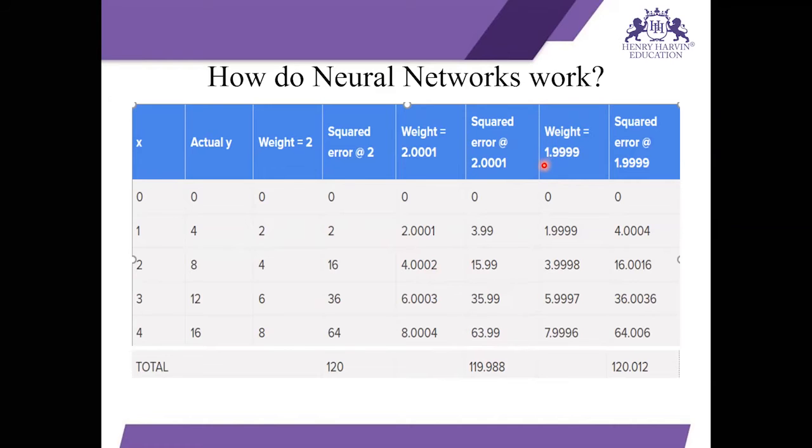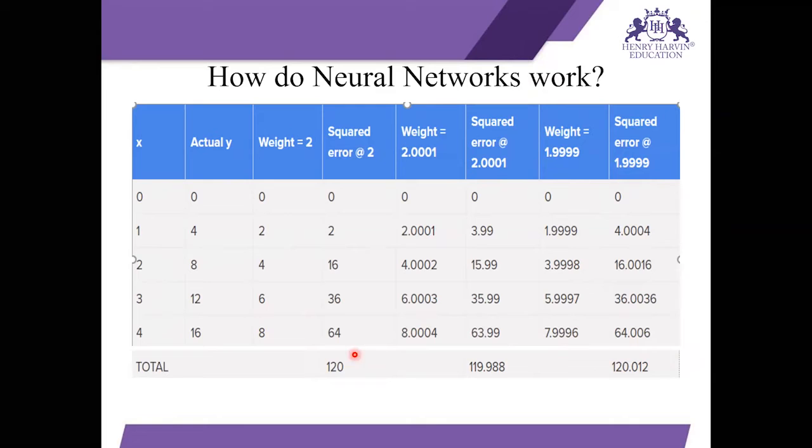Now the weight is reduced from 2 to 1.9999. Now the predicted value of y is calculated: 1.9999 into 0, into 1, into 2, into 3, into 4. What is the next step? Yes, you're right. We have to find the squared error now. The squared error is calculated, and the total is 120.012. It is very simple.